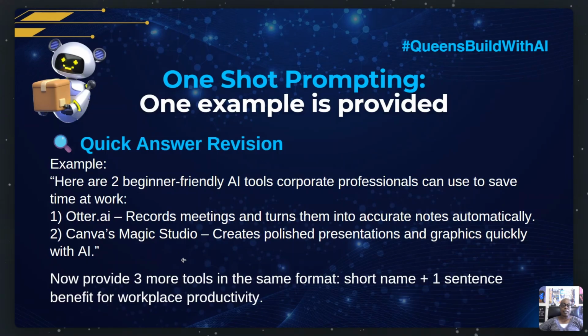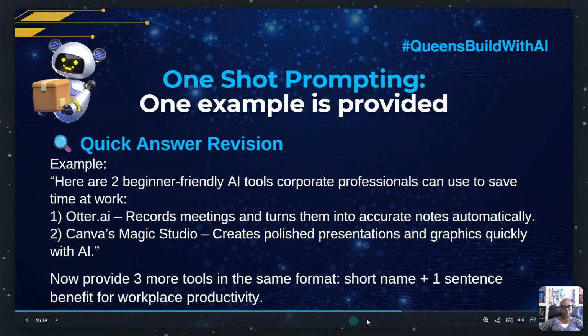Okay. And again, one of the things that I want to say is, yes, this is one example. Even though we have 2 different tools listed, we know that it's just a short name and a sentence. And so that is what the AI tool will replicate when providing a response.